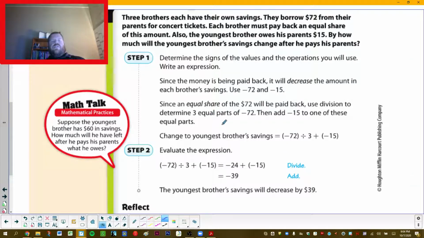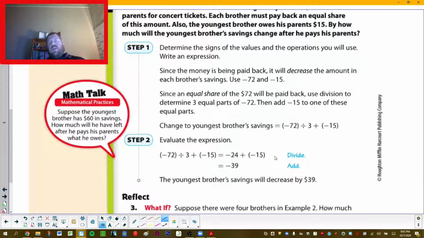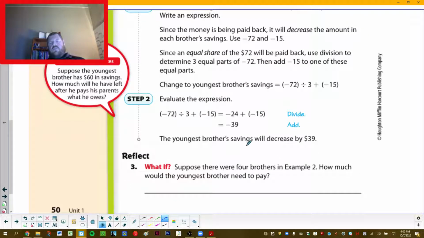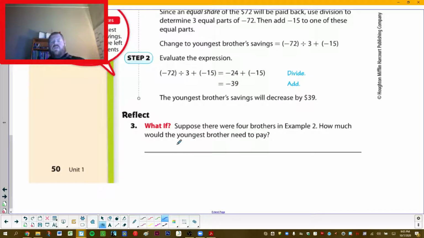So since there's 3 brothers, we're going to take that negative 72 and divide it by 3, and then we're going to add in the negative $15 that the youngest brother does owe. So we do the division. Negative 72 divided by 3 is negative 24, plus that negative 15. We want to add that together, and we have the same sign, so we add them, 39, make it negative. So his account will decrease by $39.